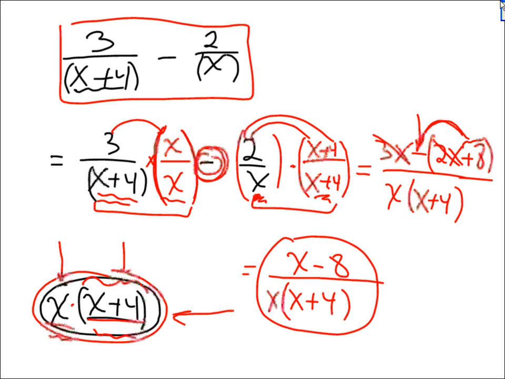And still, if you plug in 0 for x, it's nonsense because you'll be dividing by 0. If you plug in negative 4, it's still undefined. It's when you cancel out that you're going to have trouble.